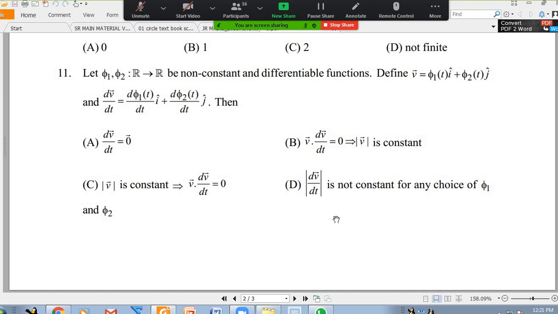Okay, 11th one, this is a more-than-one-answer question. In vectors, calculus is involved here. It is variable, that is differentiation of a vector this way. phi1 and phi2 are non-constant differentiable functions where the velocity vector, maybe v bar, is phi1 of t i plus phi2 of t j.